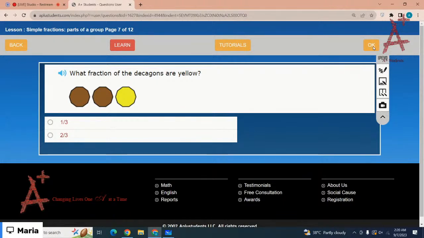The correct option is one out of three, because you have a total of three decagons, and just one of them is yellow, so it would be one out of three.